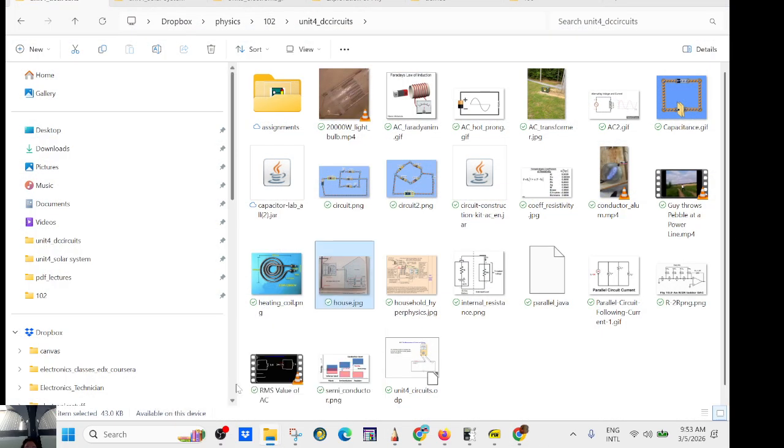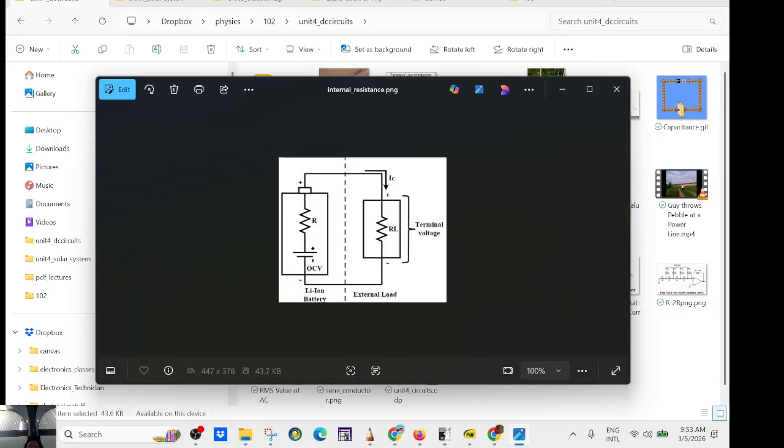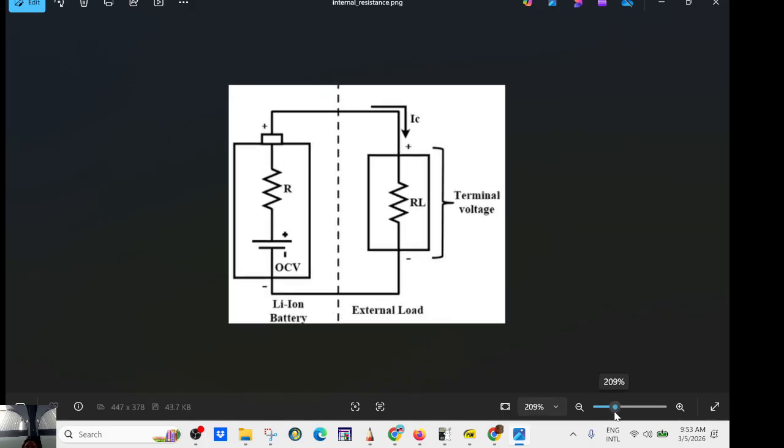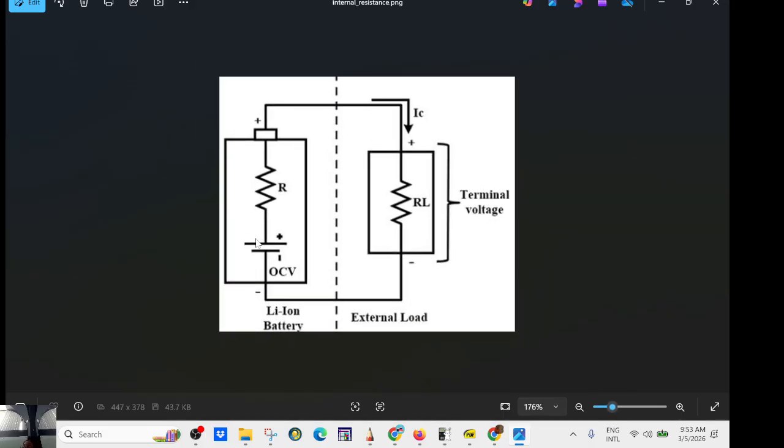Before we move, I just wanted to show you a picture. So this is a picture of a circuit with a battery. And we talked about internal resistance. This is a nice schematic because you see what's going on.